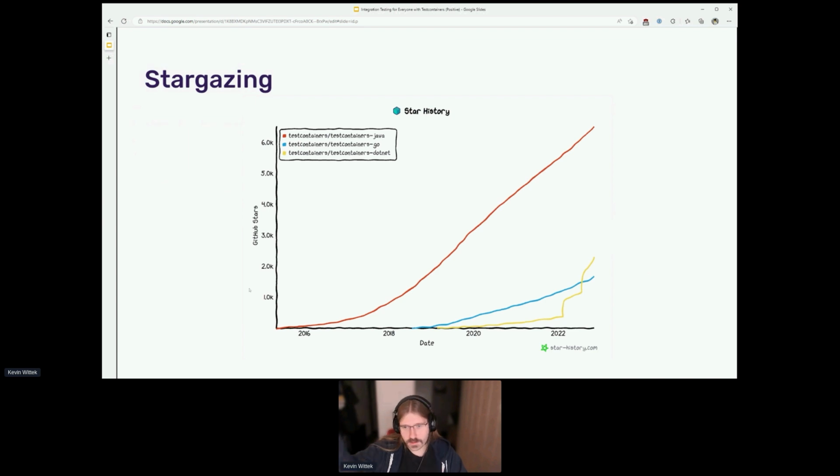Okay, so these are the three main languages and how the stars develop. So we see especially .NET is getting a lot of traction. It's interesting to see the .NET community adopting Testcontainers, while clearly in the context of Java, it's the most established project so far.